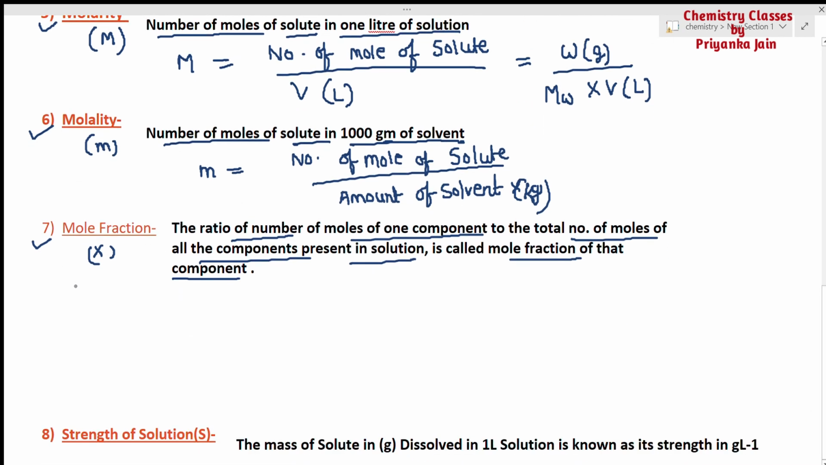So see here, suppose we have to find the mole fraction of the solute. The mole fraction of solute is shown by xb, and this will be equal to the number of moles of solute, divided by the number of moles of solute plus the number of moles of solvent. And if we have to find out the mole fraction of solvent, then the formula will be the number of moles of solvent divided by the number of moles of solute plus the number of moles of solvent. And this is only in that case where there is only one solute present in the solvent, right?